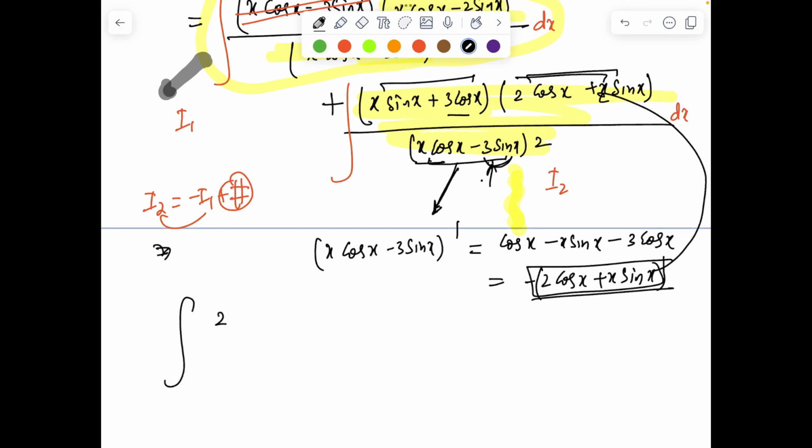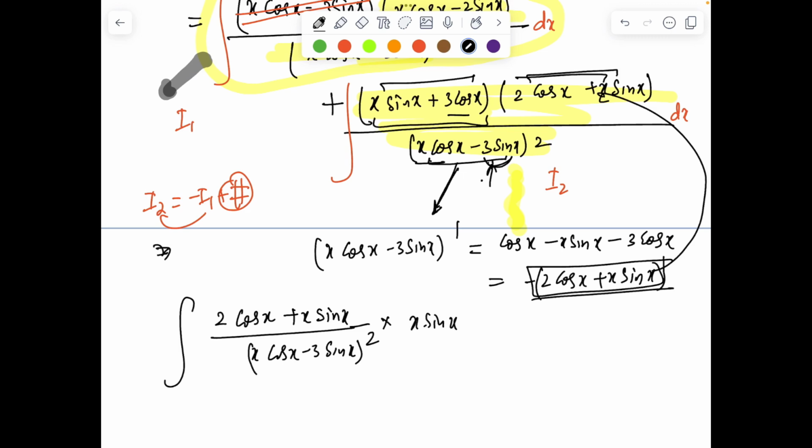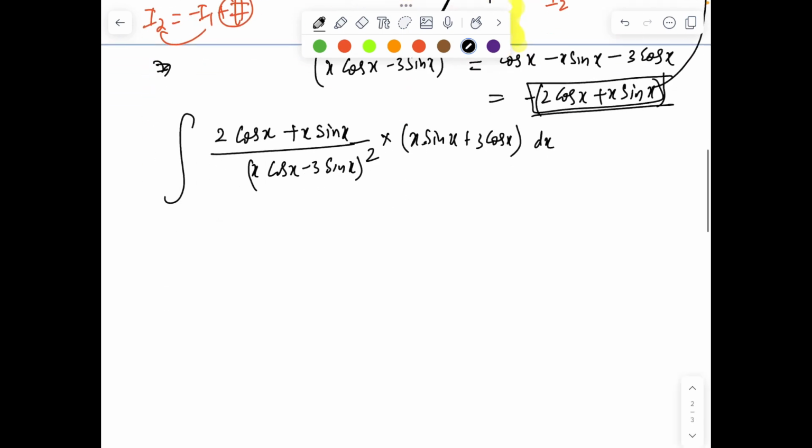So that gives me, to our surprise, the integral of (2 cos x plus x sin x) divided by (x cos x minus 3 sin x) whole square, which is kind of a perfect differential, and then I'll multiply with this remaining guy, x sin x plus 3 cos x. Fine. Now how to handle this stuff? Well, now I can do integration by parts. So we'll leave x sin x plus 3 cos x, and we'll integrate this stuff.